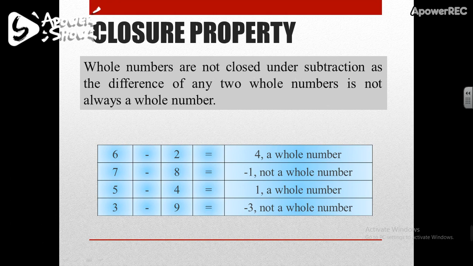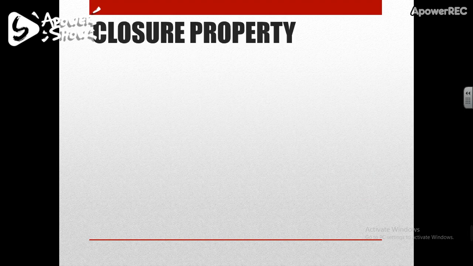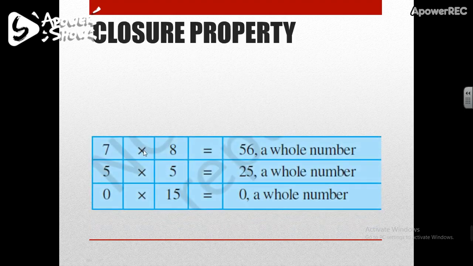Now let's see whether the whole numbers are closed under multiplication or not. Closure property for multiplication. Again, I am taking some examples. Multiply 7 and 8. After multiplication, I am getting 56, which is a whole number. I am taking the same whole numbers, so 5 multiplied by 5 equals 25, which is again a whole number. Now I am multiplying 0 and 15, and after multiplication I am getting 0, which is again a whole number.